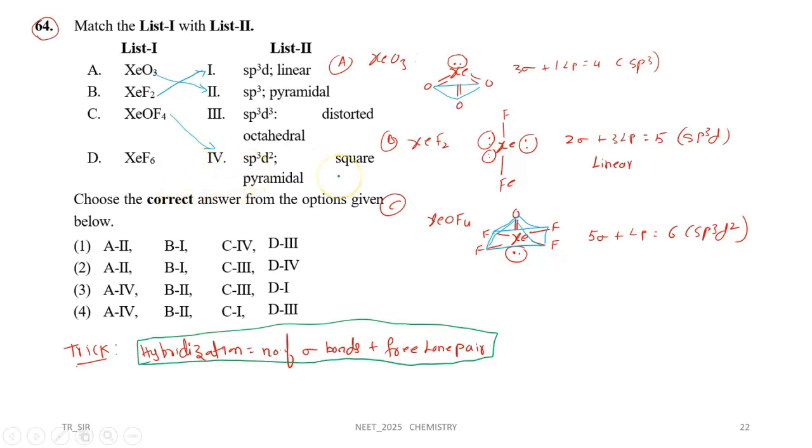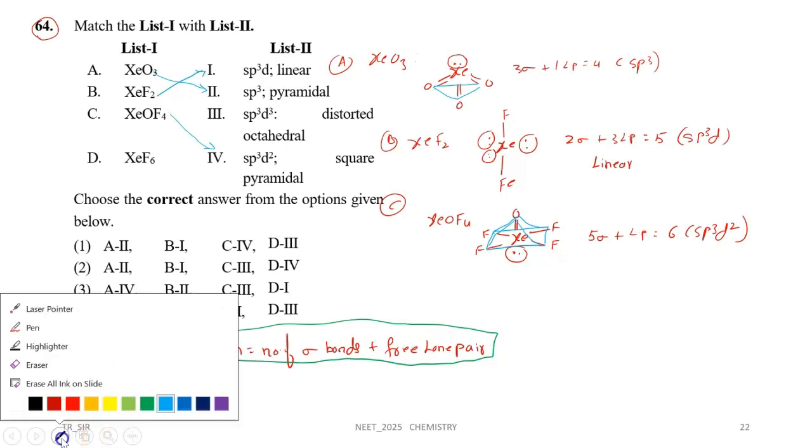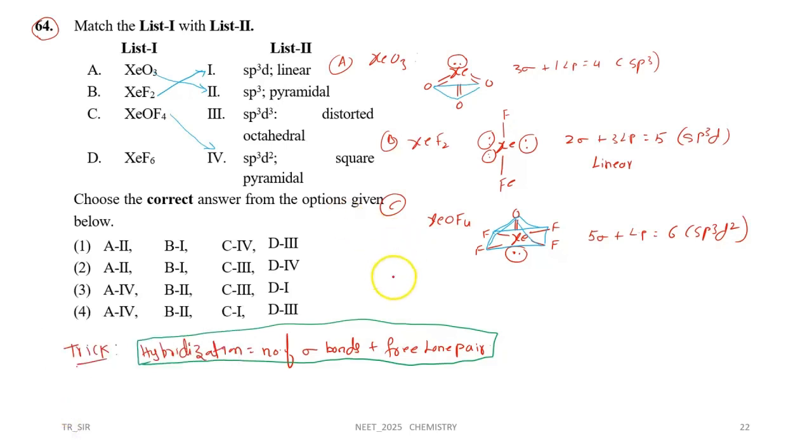Now the remaining one is the last statement, which is statement D: XeF6. So let's draw the structure of this one. XeF6 will have one fluorine here, one fluorine here. First I am placing the equatorial position, one fluorine here, one fluorine here. Again two more are there, one fluorine here, one fluorine here. Now we'll keep one lone pair here.